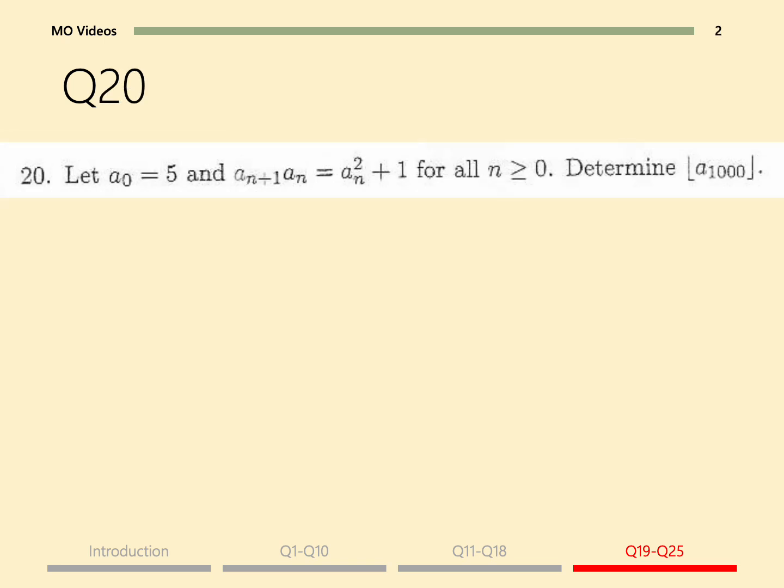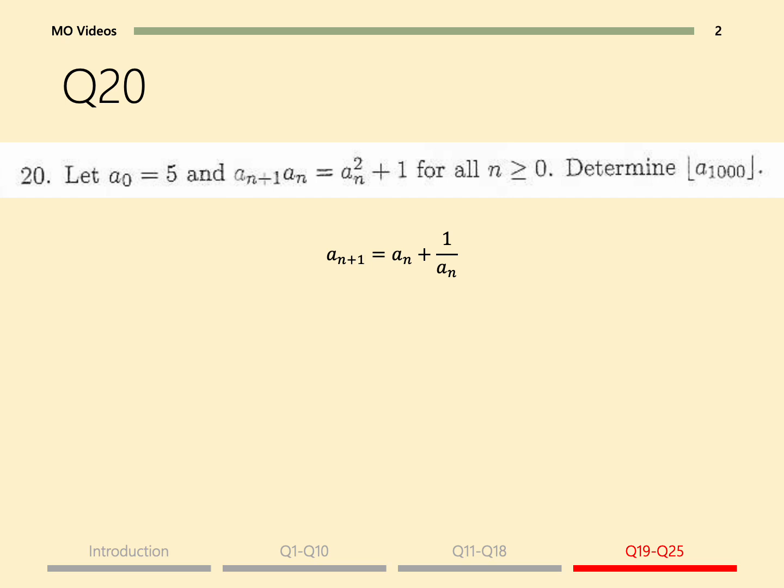In question 20, we're tasked with approximating the 1001st term of a sequence that has been defined recursively. And the first step would be to express this recursion in a much more palatable form, dividing by a_n on both sides to leave a_(n+1) on the left and terms involving a_n on the right.